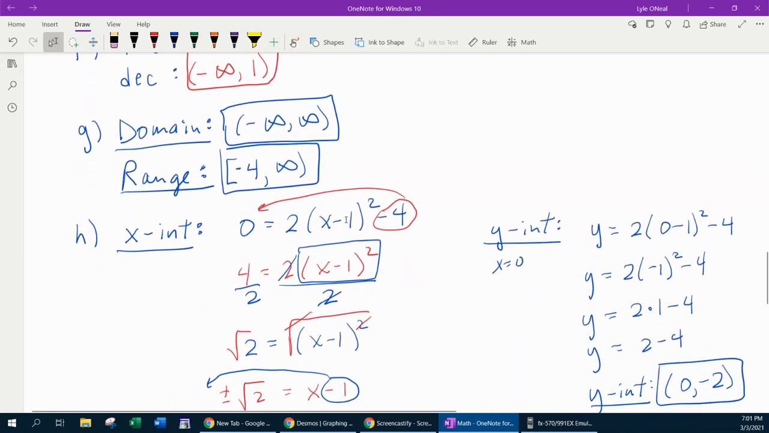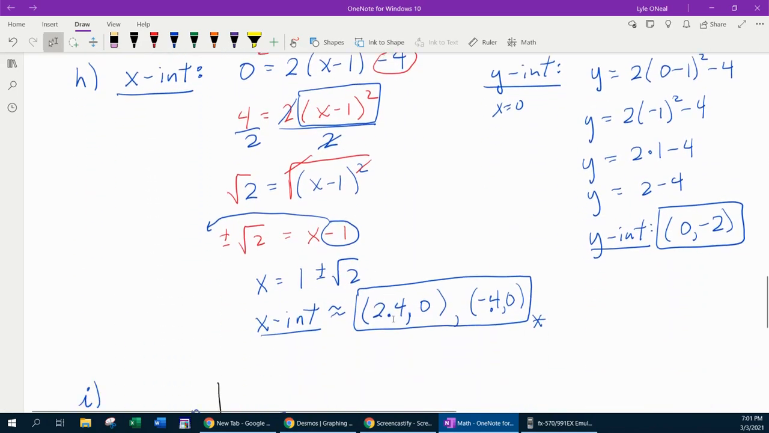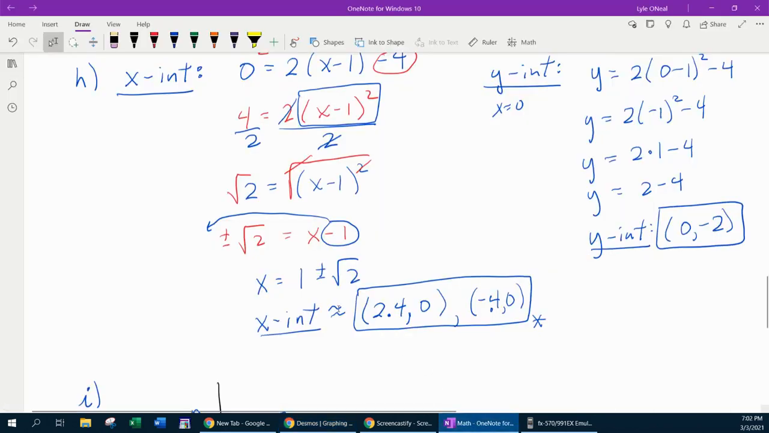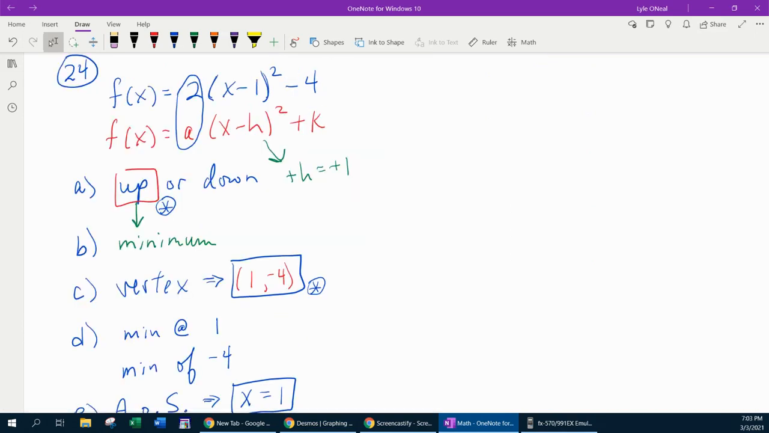And now let's check those x-intercepts. I'm curious to see if we got close on those. So if I click on the x-intercepts, you're going to see -0.4 and 2.4 approximately. So Desmos also verifies those x-intercepts. And that's going to do it for problem number 24.